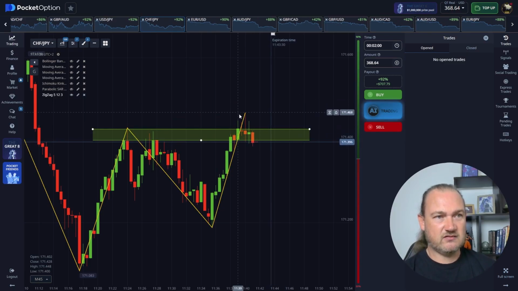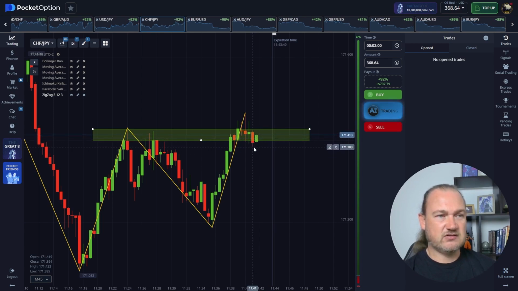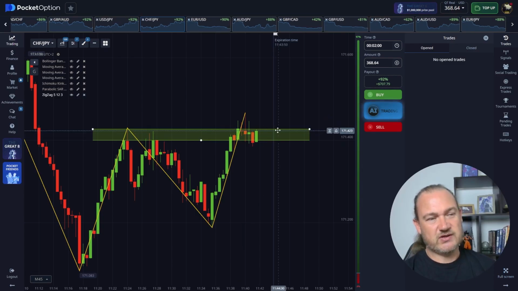This is the third candle from the last zigzag point. And if we get some more red here, we can expect the price to go down further. But it is really struggling with this zone. It's in and out, both sides. So it's really struggling with this. And we're just going to wait and see what happens.